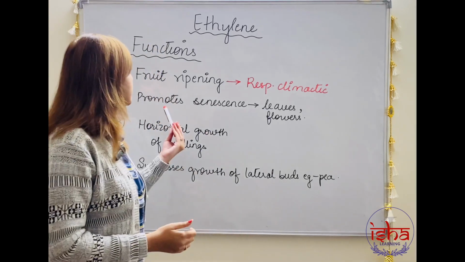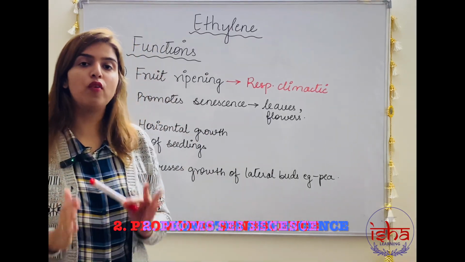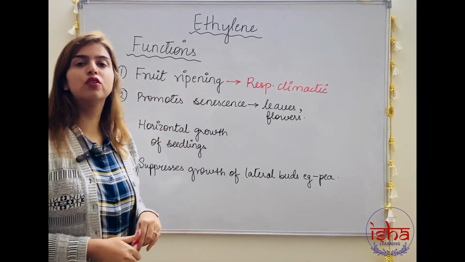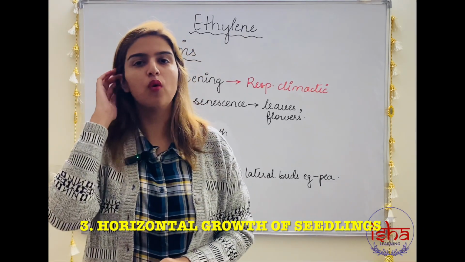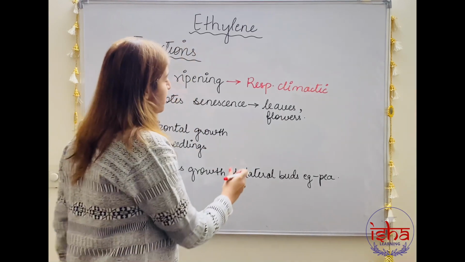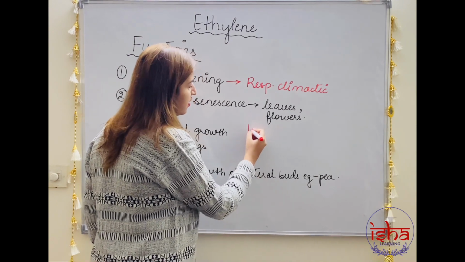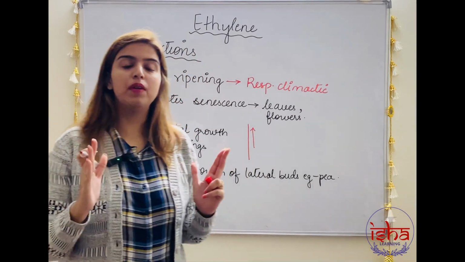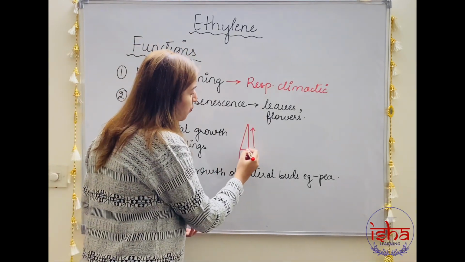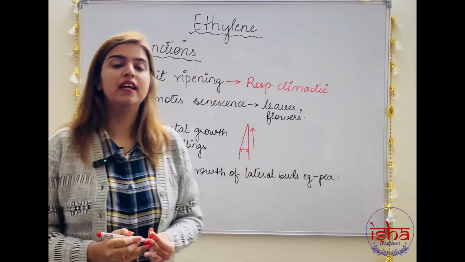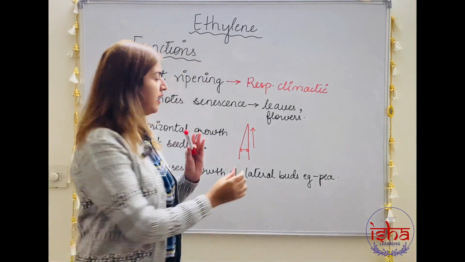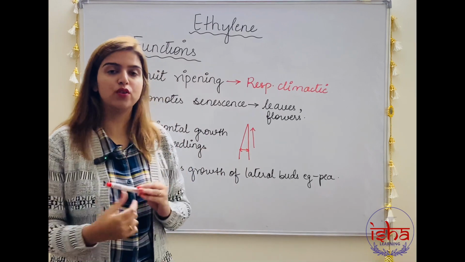The next function, as we've discussed, is that it promotes senescence, fall of old leaves and flowers. Another function is that it causes horizontal growth of seedlings. What do we mean by this? Well, the growth in plants, as we have discussed many times, is of two types. One is the increase in length. But sometimes we also want the plant to grow laterally. We want a radial growth. So I'll increase the width. This process is going to be caused by ethylene. It's going to promote the growth of radial tissues. The lateral growth is also going to happen.